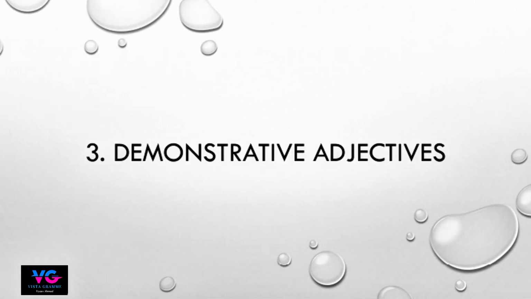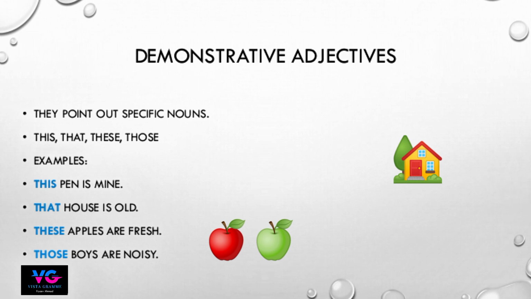Demonstrative adjectives. They point out specific nouns. This, that, these, those. Examples. This pen is mine. That house is old. These apples are fresh. Those boys are noisy.